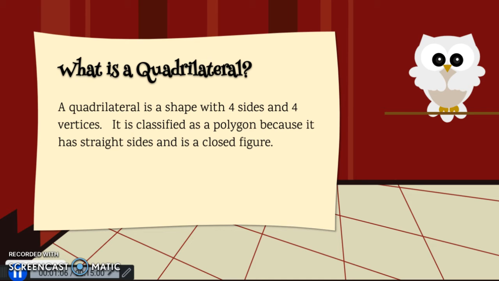But a quadrilateral is a shape with four sides. Now remember, the word quad represents four, and four vertices. It is classified as a polygon because, first of all, it has straight sides and it is a closed figure. So it's also classified as a polygon.